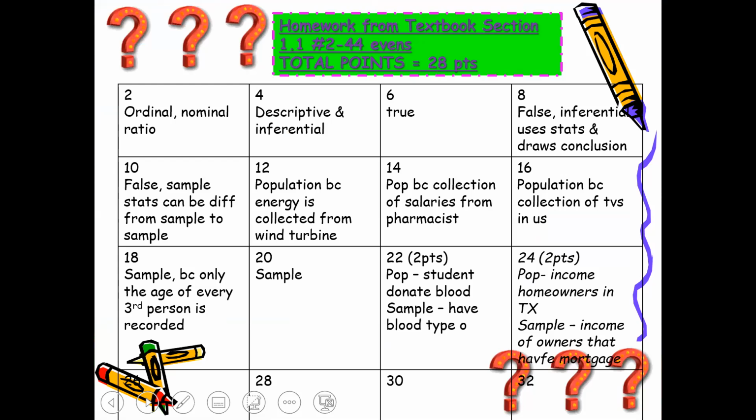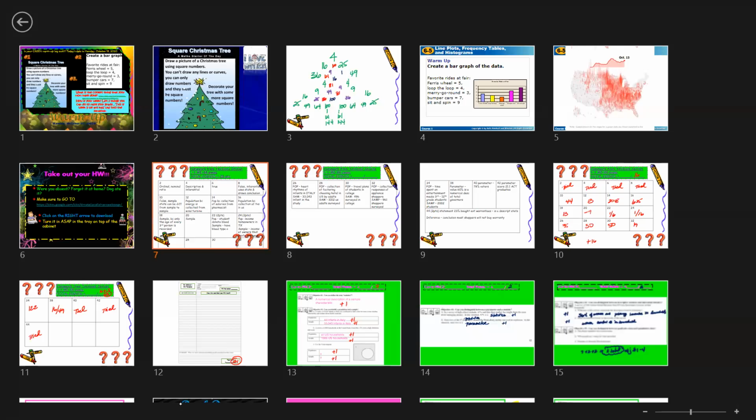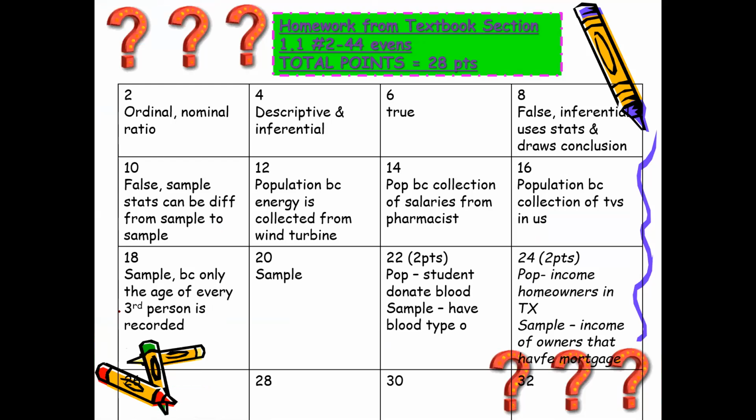All right, so last time I saw you, we started with a new packet. You've already turned in your last packet of Unit 2. So now we're on Unit 3, Chapter 1, which is the Intro to Statistics. I had you work on numbers 2 to 44, so go ahead and take a look at that. These are the answers for your homework, and with your textbook homework, you get 1 point apiece.